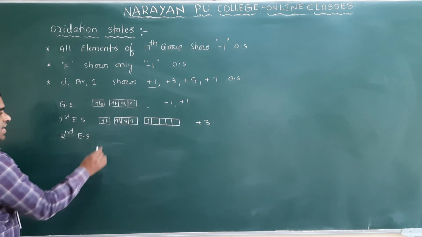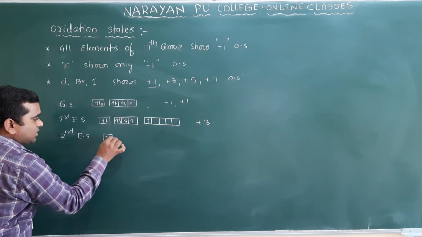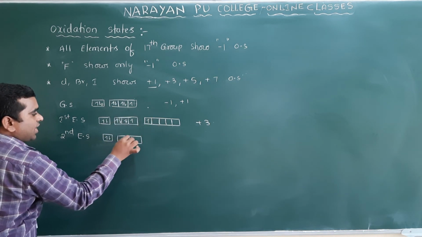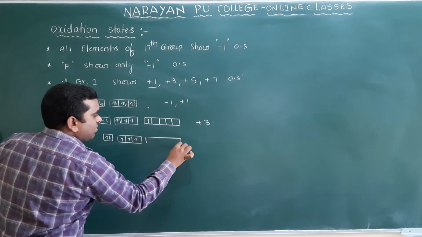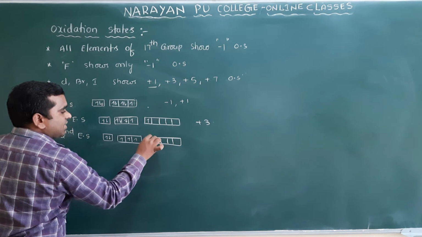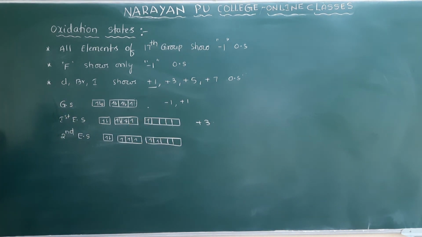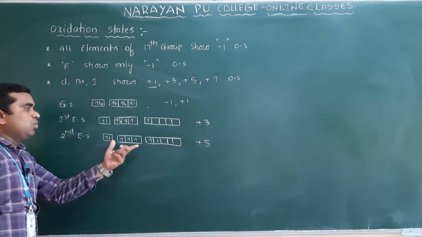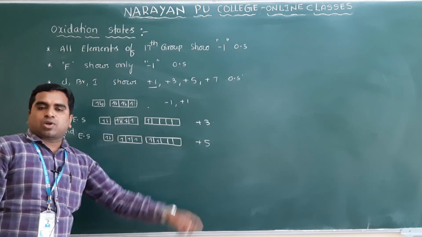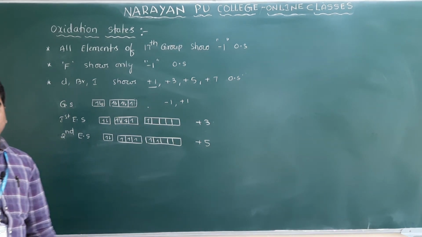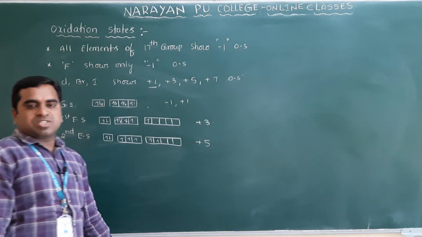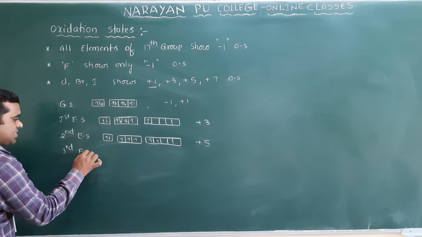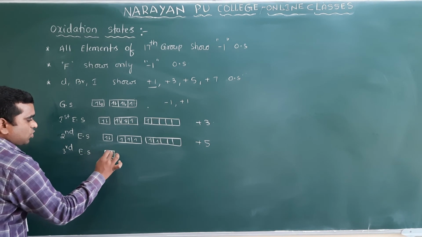In the same way, the second excited state: another electron will move into the d orbital. So here one more electron will move into the d orbital. Then how many unpaired electrons will it have? You see, already one electron is there in the d orbital, and now we get one more here. So it accounts for the +5 oxidation state. If all these unpaired electrons participate in bond formation, which oxidation state will they show? +5 oxidation state.